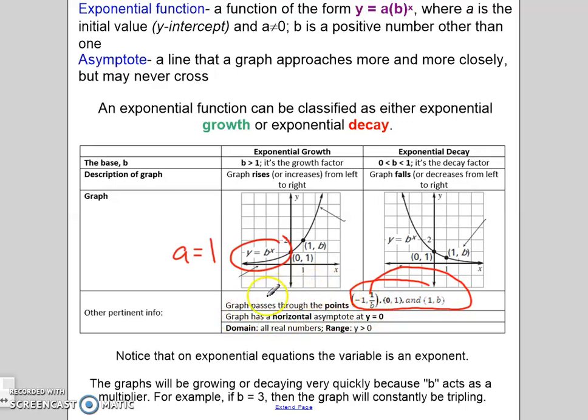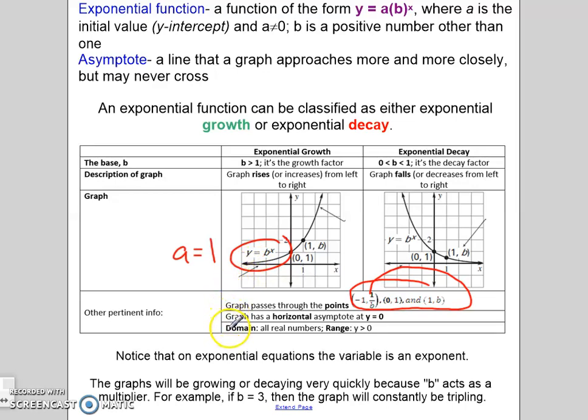On this particular equation, the horizontal asymptote is y equals 0. Where does y equal 0? At the x-axis. So as you look at both graphs, you notice that they get very close to the x-axis, but never touch or cross because it serves as an invisible barrier that it's not allowed to touch.